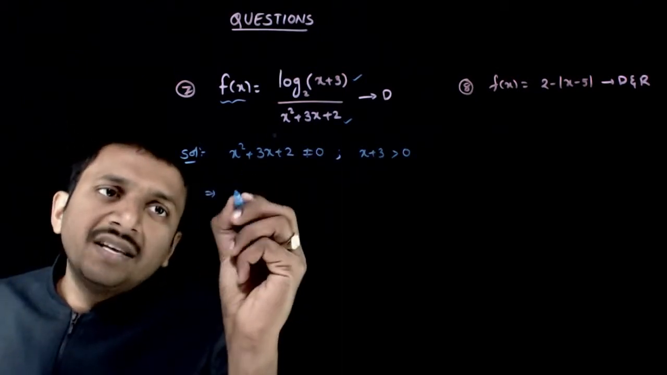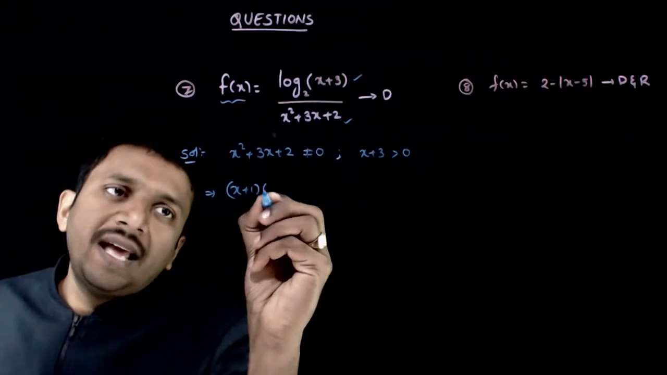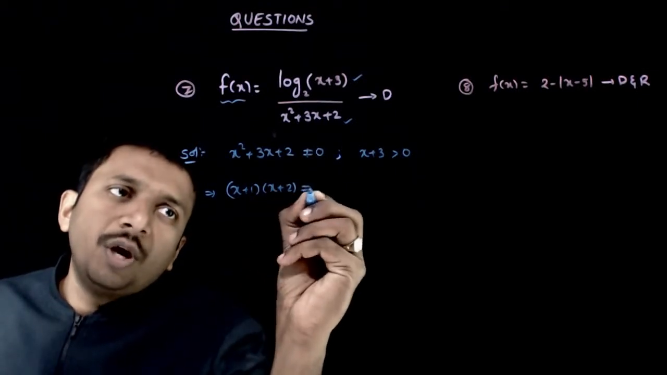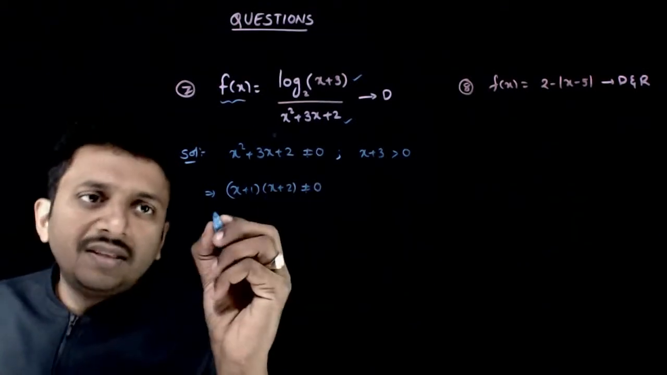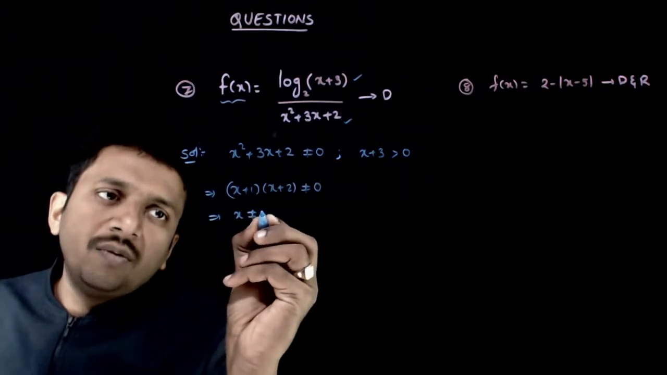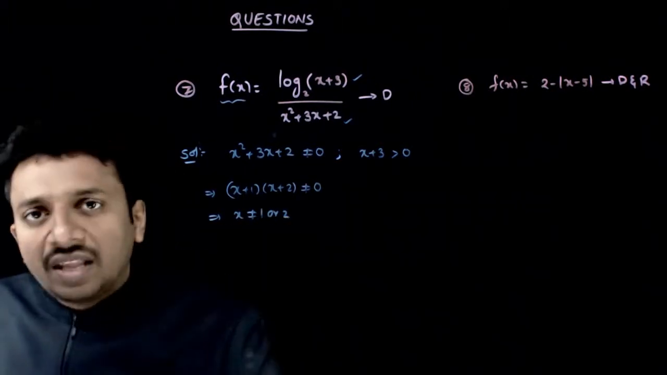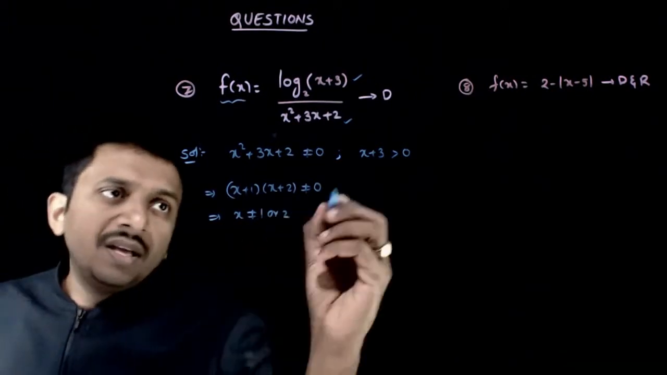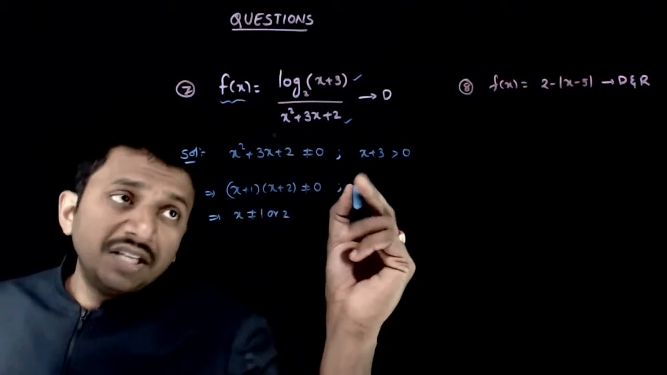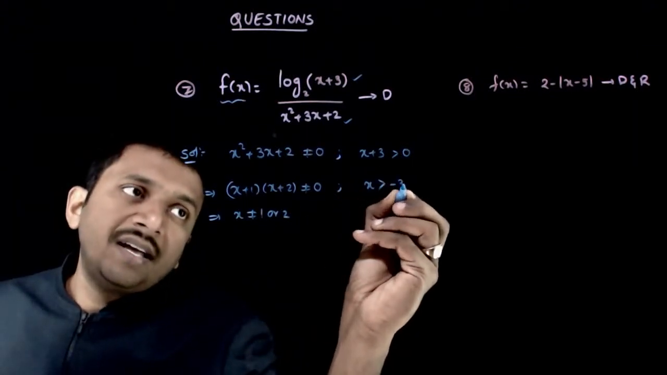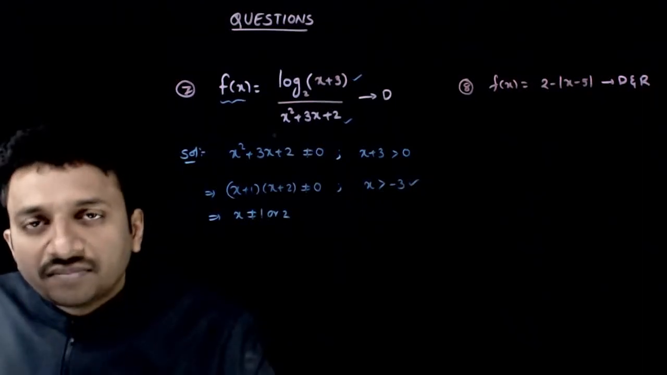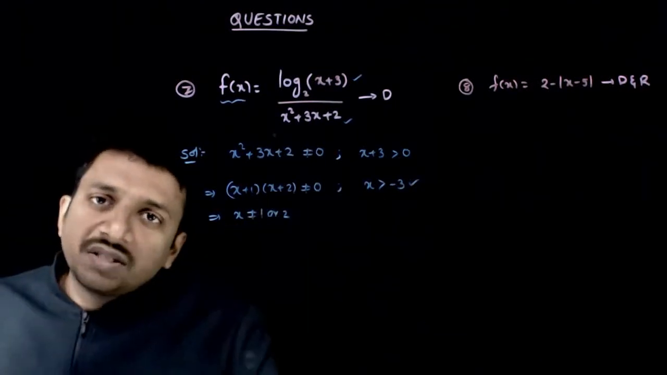So this implies x plus 1 times x plus 2 should not be equal to 0. That is, x should not be equal to minus 1 or minus 2. It should not be equal to minus 1 or minus 2. And the second condition says that x is greater than minus 3. So these are the two conditions which need to be valid.